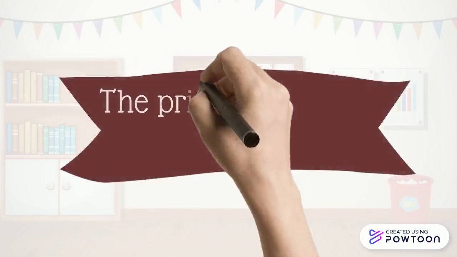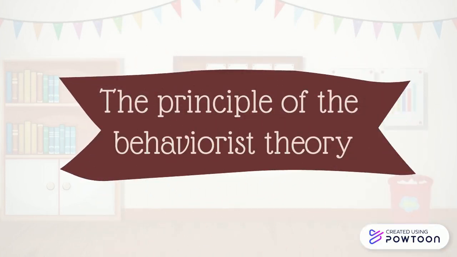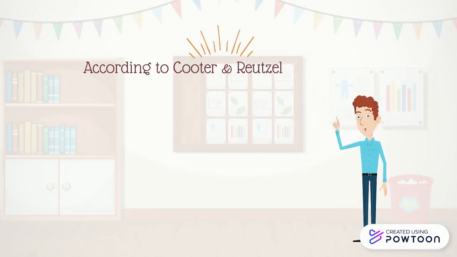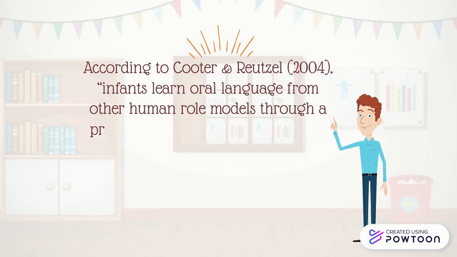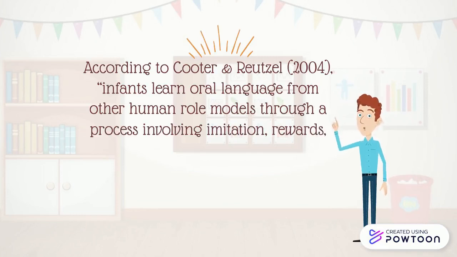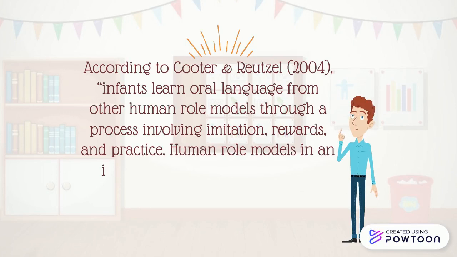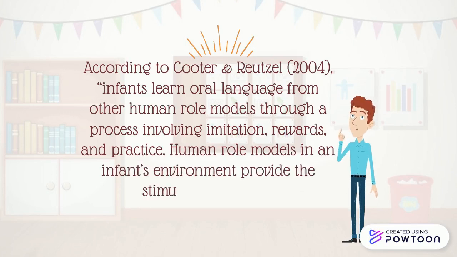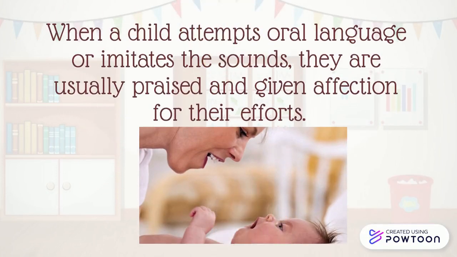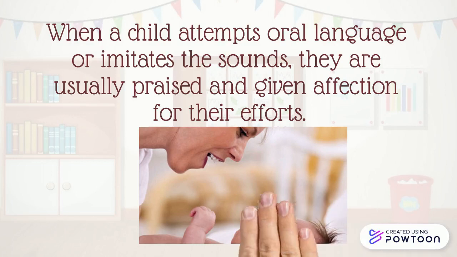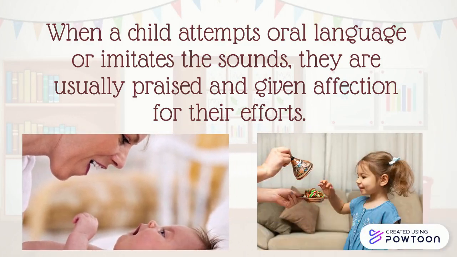Let's continue with the principle of behaviorist theory. According to Kuder and Rutzel in 2004, infants learn oral language from other human role models through a process involving imitation, rewards, and practice. Human role models in an infant's environment provide the stimuli and rewards. When a child attempts oral language or imitates the sound of speech patterns, they are usually praised and given affection for their efforts. Thus, praise and affection become the rewards.